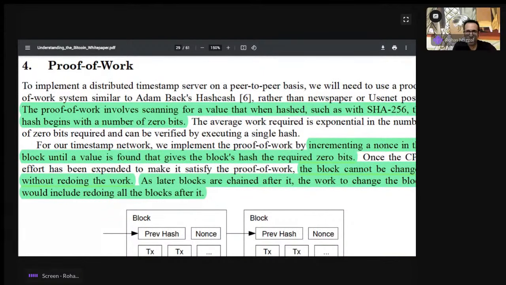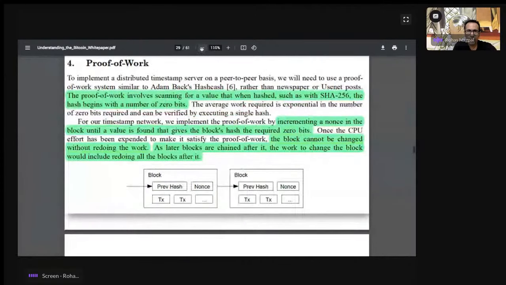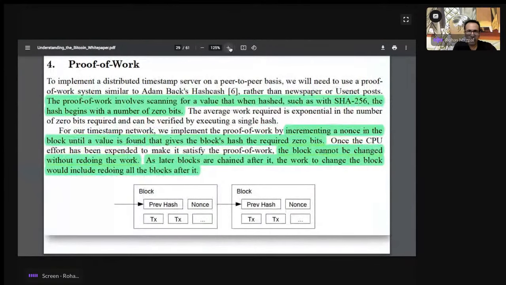Now let's go on to the Bitcoin white paper again and see what they talk about proof of work. I'm only reading out the green part. The proof of work involves scanning for a value that when hashed, such as with SHA-256, the hash begins with a number of zeros. I've already shown it to you, we are looking at 4 zeros as an example. Now we'll see in Bitcoin's case what really happens. It's much more than 4, and why.